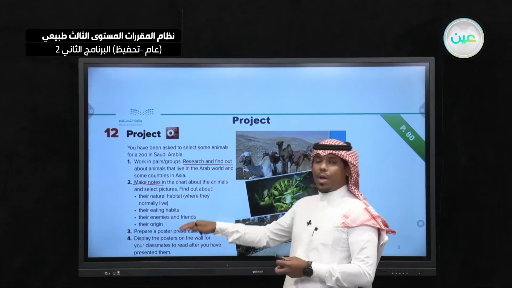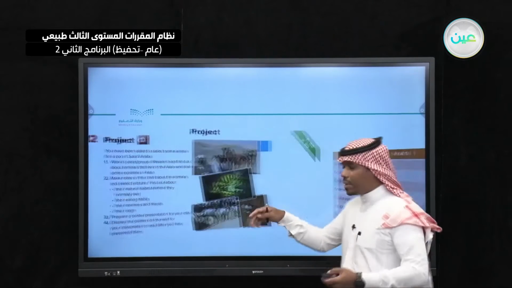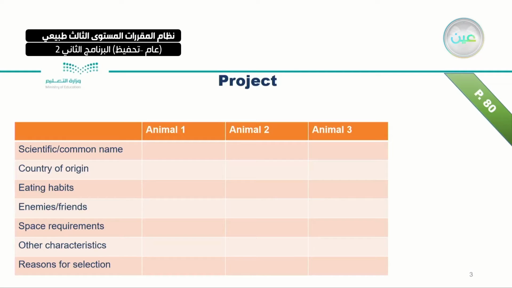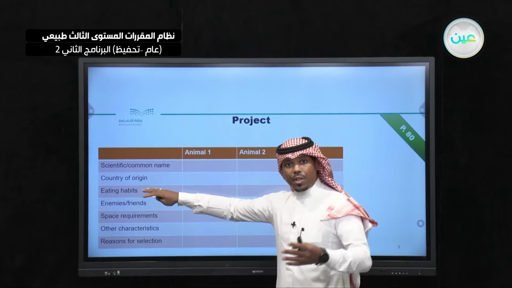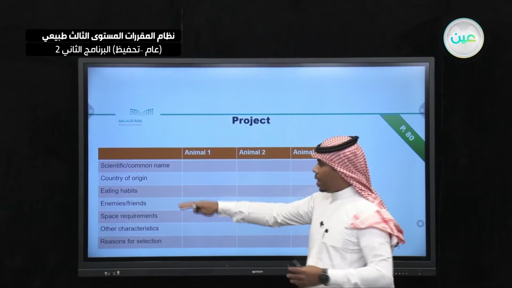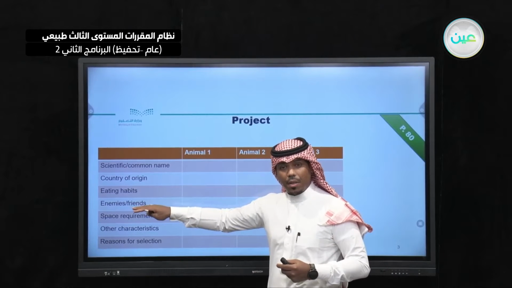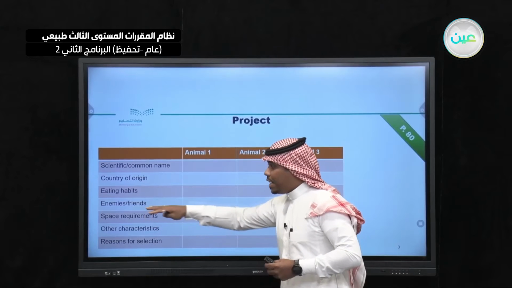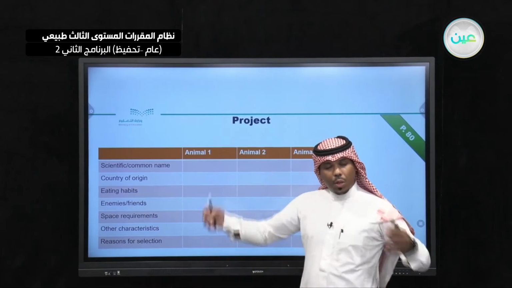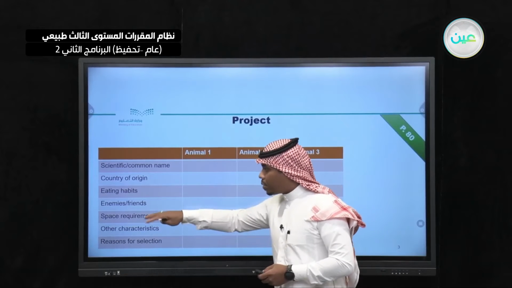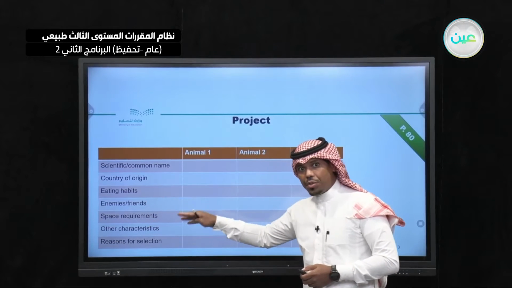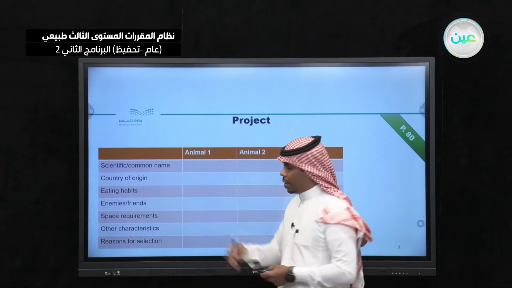Then you have to do the booster, as you can see. This is the chart you could use, and of course you can see here the information you need. For example, the scientific or common name, country of origin. Also, what do we have? Here we have the eating habits. Very good. Enemies and friends. Space requirements, and we're talking about the environment, the environment of these species or creatures. What do they like?